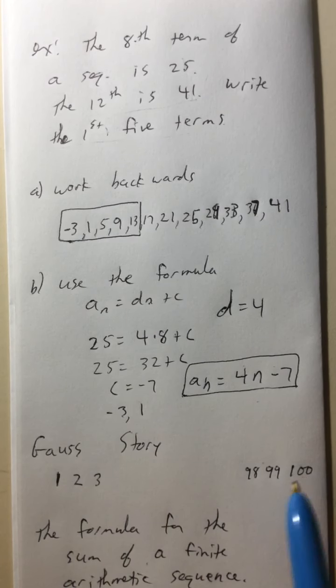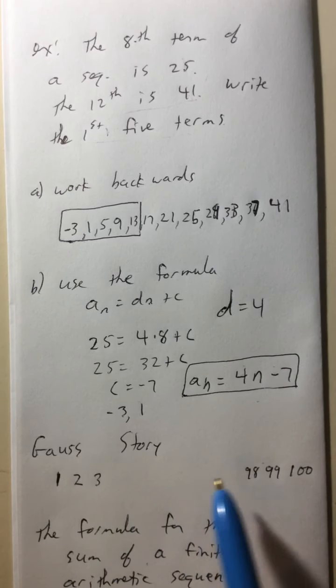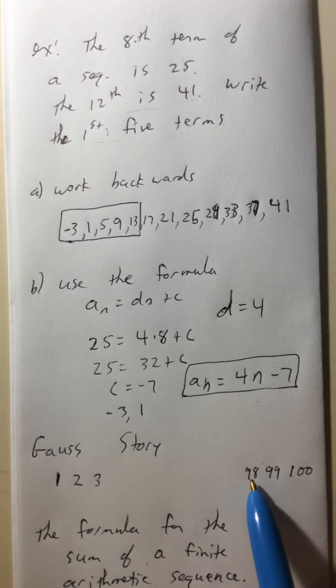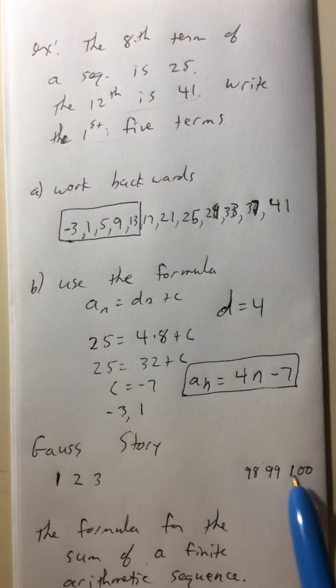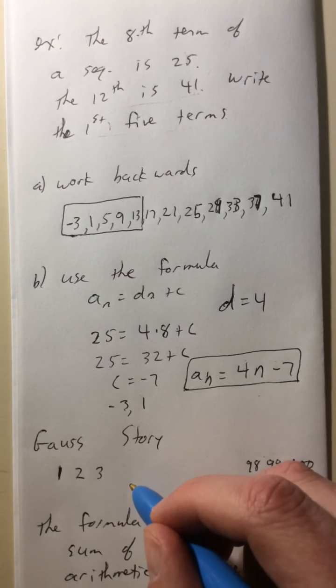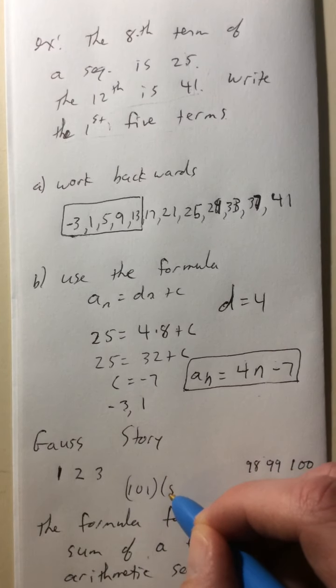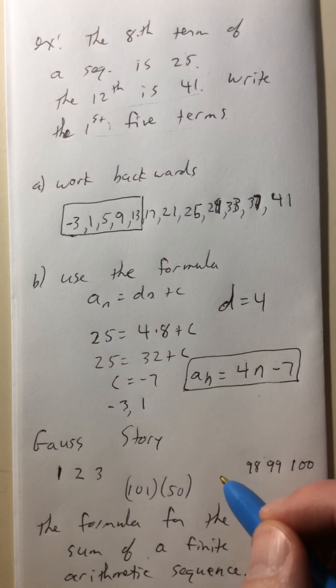But I can recognize this, that I know that 1 plus 100 is 101, 2 plus 99 is 101, 3 plus 98 is 101, and as it turns out, we have 50 of those pairs, so it's 101 times 50. 101 times 50, which turns out to be 5,050.